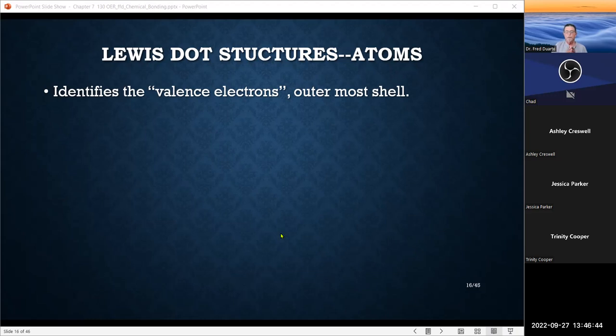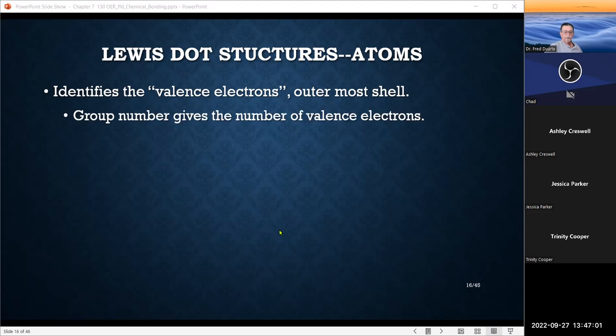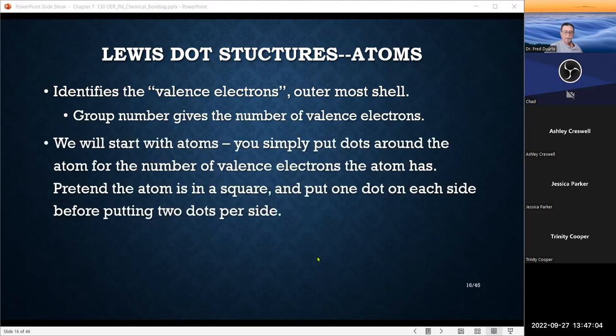Now, this is true only for the A metals. The B metals, we cannot predict how many valence electrons they have. It varies. So the only ones we can predict are the A elements. Keep that in mind. So we just look at the group number, as we talked about, to figure out how many valence electrons they have. And the way we do this is to think of the element symbol as a block.